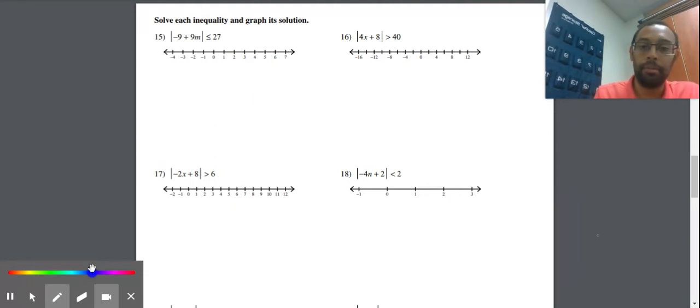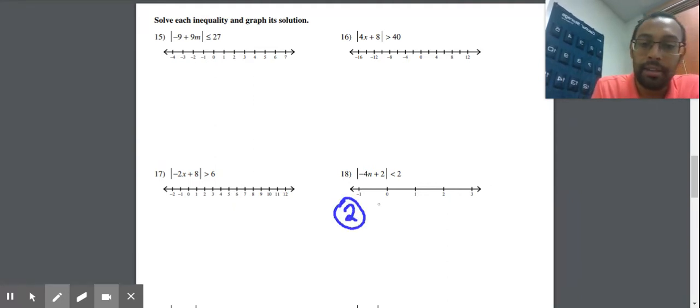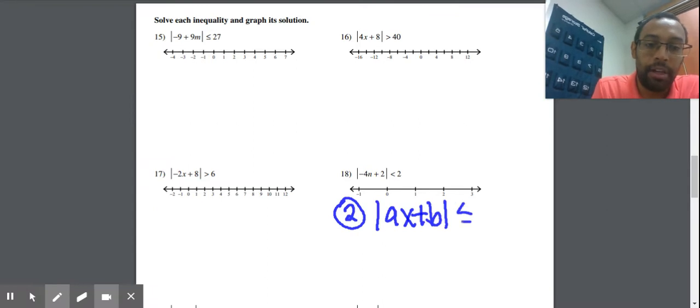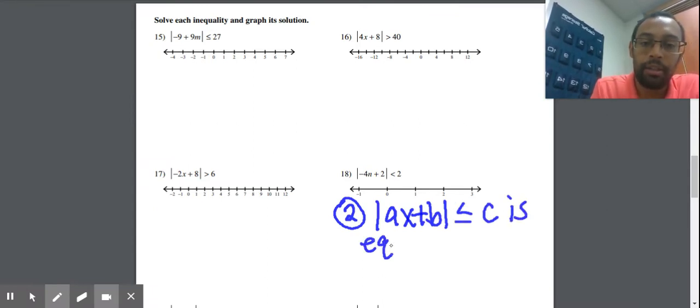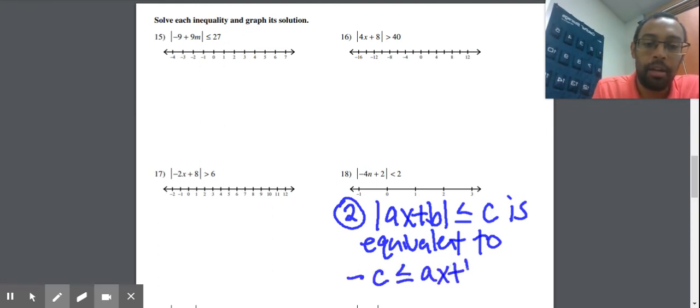So we're going to go back to blue. All right. Rule number 2 says that if I have the absolute value of an expression and it is less than or equal to a constant, then that is equivalent to the following setup. Negative c less than or equal to ax plus b less than or equal to c.